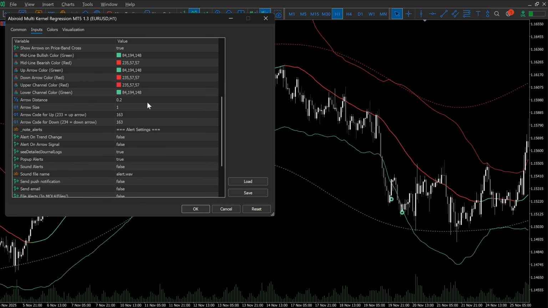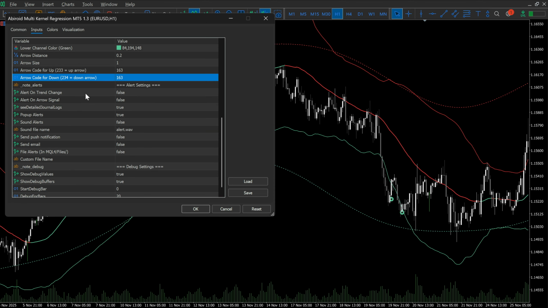And you can set the arrow distance, the distance of these arrows from the price, using the multiplier for how far you want this from price. And these are the arrow codes. In case you want up and down arrows, then you can set this to right here, or you can set any of these other Wingdings codes.